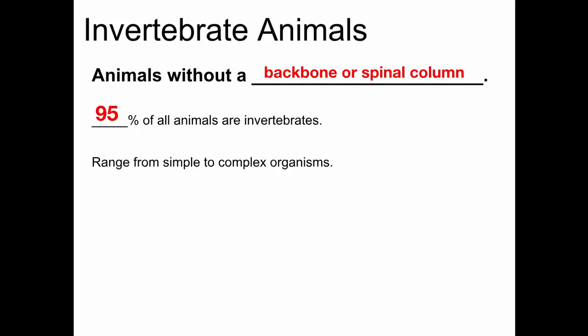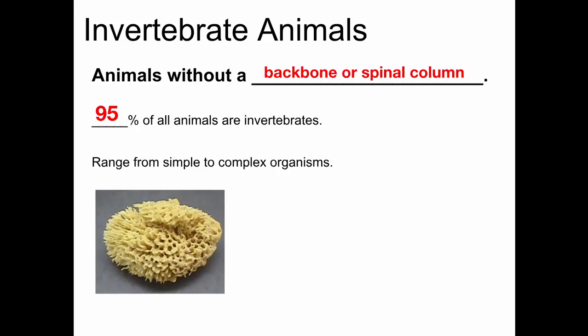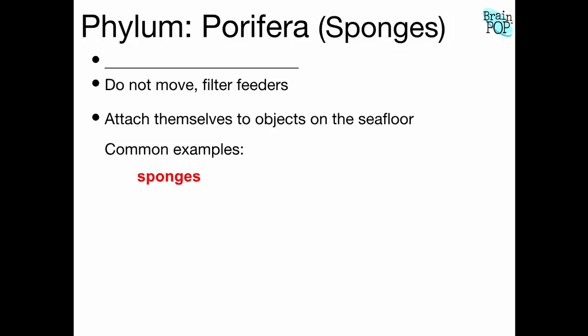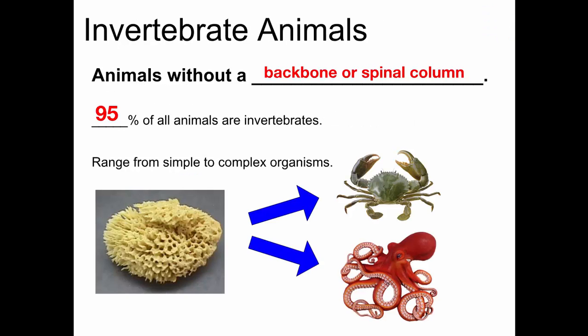And there's a huge variety of invertebrates. They range from very, very simple things, like a sponge, to much more complex organisms, an octopus or a crab. And so we'll talk about the different groups. We're going to go through, for the most part, phylum by phylum, and talk about some of these invertebrates, the adaptations they have and characteristics they have. Talk about some examples you may be familiar with.